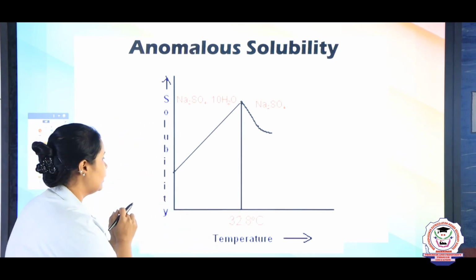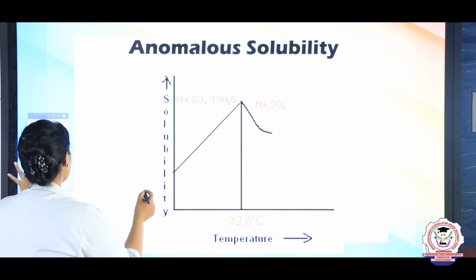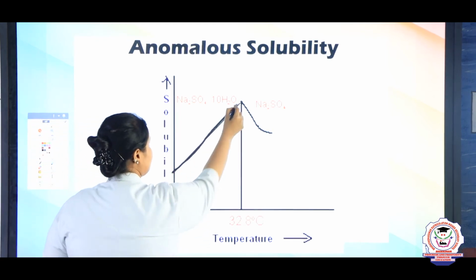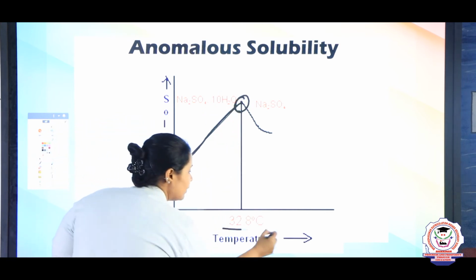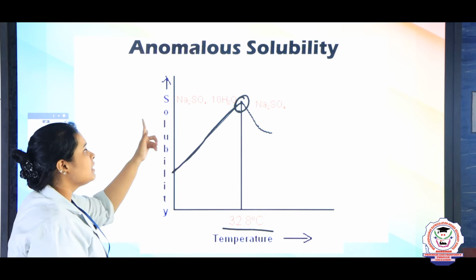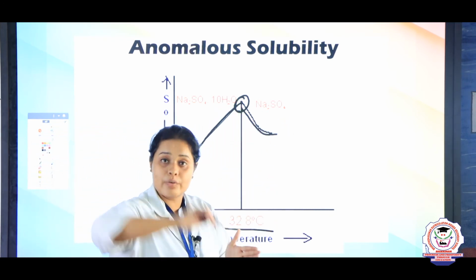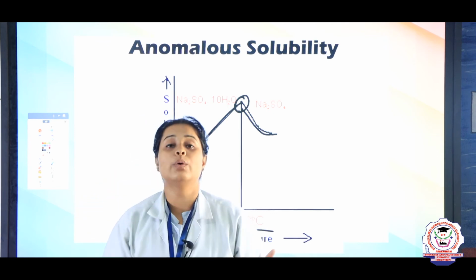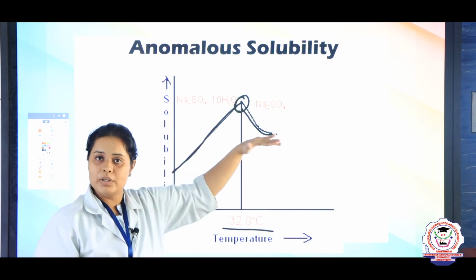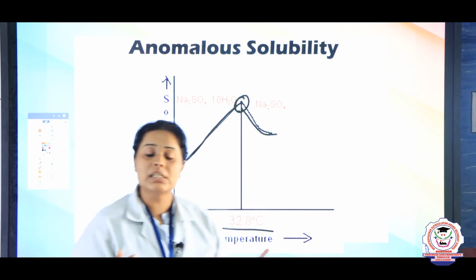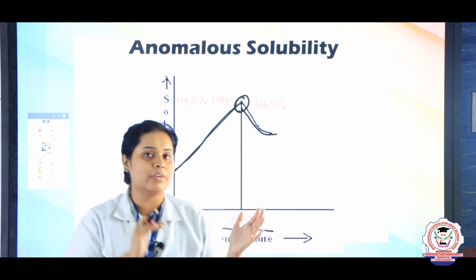What you are seeing over here is, as you are increasing the temperature, you will see that the graph just keeps on increasing. But at a particular temperature, that is this point, at 32.8 degrees Celsius, you will see that the solubility decreases. This property of increasing and then decreasing is known as anomalous solubility. And here, not only Glauber's salt, but there are different examples like calcium hydroxide, ferric sulfate and calcium sulfate also.